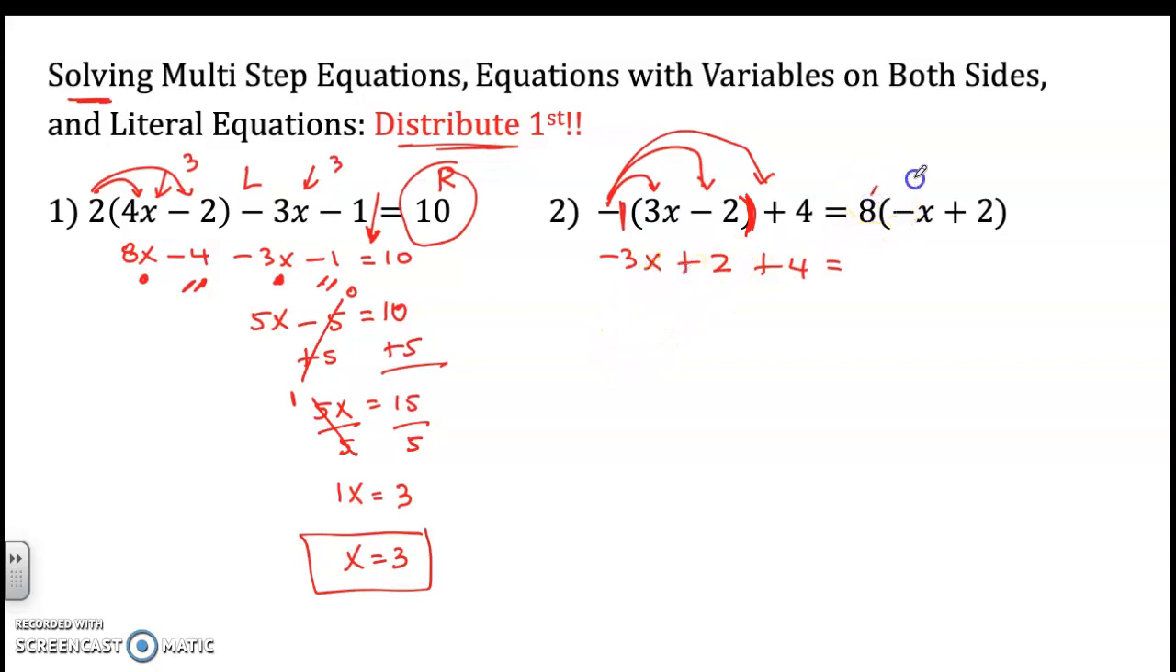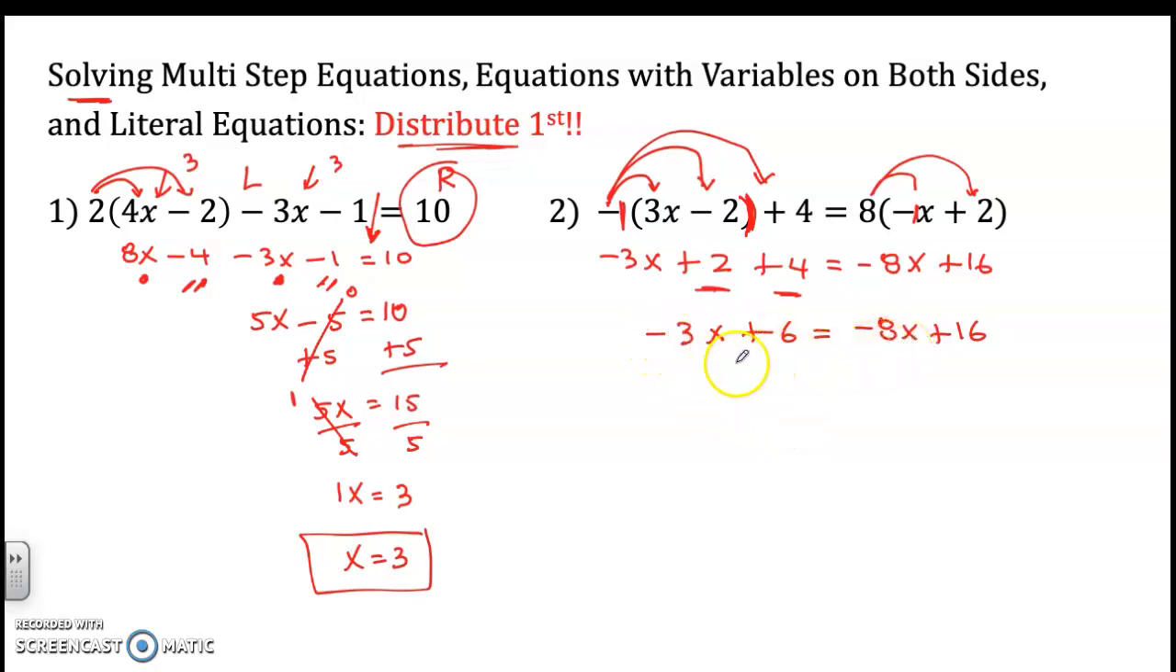Let's go to the other side. 8 times -x. You have a -1 right there. So 8 times -1 is -8. You bring down the x. 8 times 2 is 16. Alright, no parentheses. Now what? Can we combine like terms? So first we distribute. Next, can we combine like terms? Let's look at the left side. Oh, I have a 2 and a 4. I can combine that. Bring down the -3x because that's the only x that we have. 2 and 4 is 6. Let me write the same thing. Okay. Can't combine anymore.